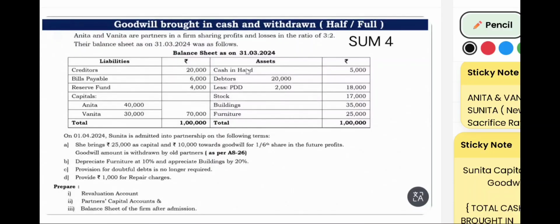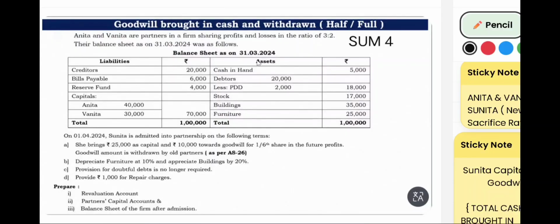Now on the asset side, we have cash in hand, that is 5,000, debtors 20,000 less PDD rupees 2,000. So the balance debtors is 18,000. Next we have stock as 17,000, buildings as 35,000 and furniture as 25,000.